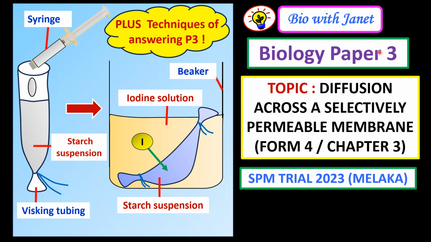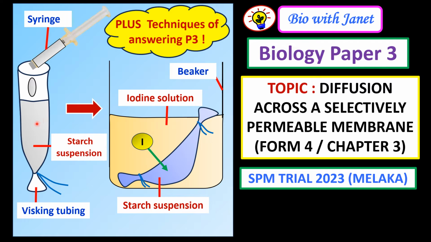I'm Teacher Janet. In this video, we'll discuss a biology paper 3 question based on the SPM trial exam for 2023. This topic is about diffusion across a selectively permeable membrane. The exam question shown here is based on this topic of diffusion, which is found in the chapter 3 chapter of the Form 4 Biology KSSM syllabus.